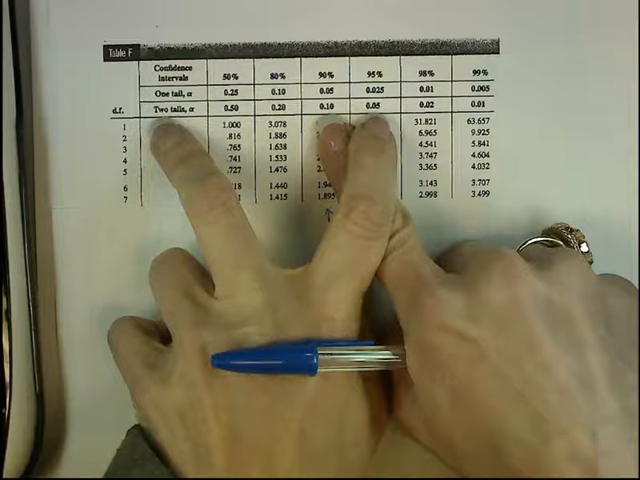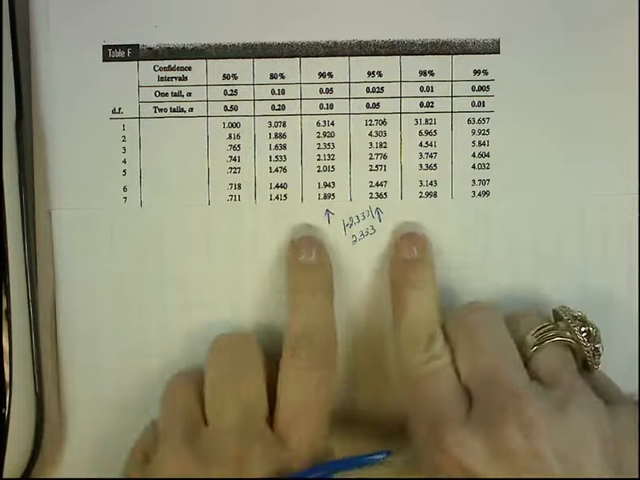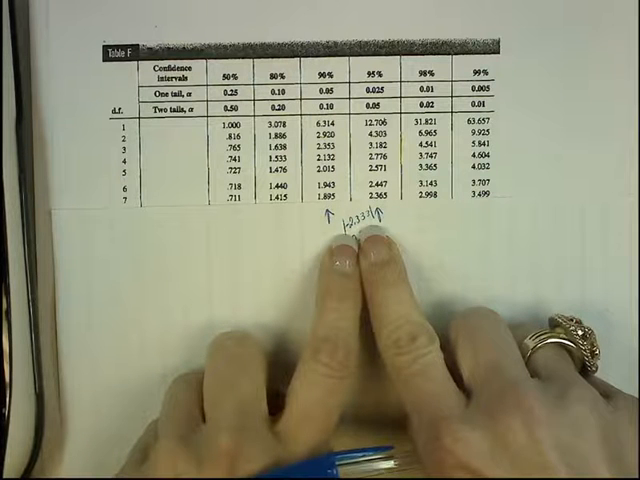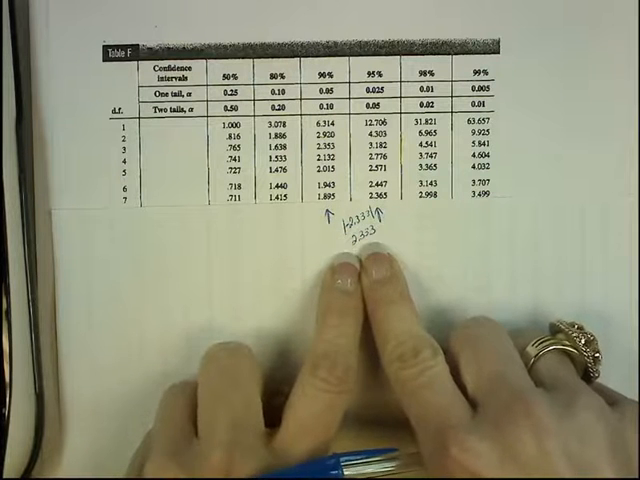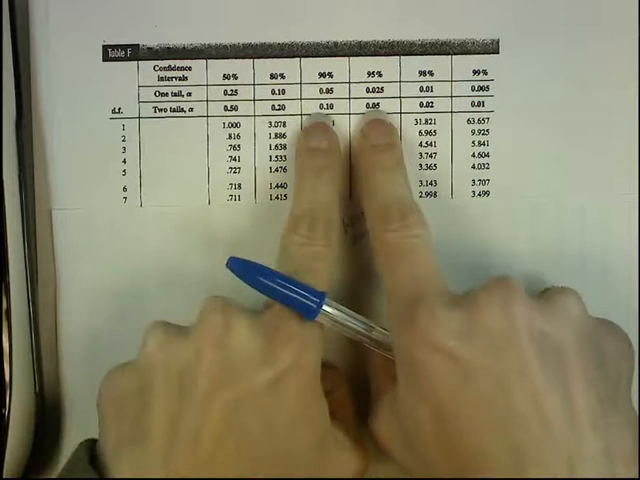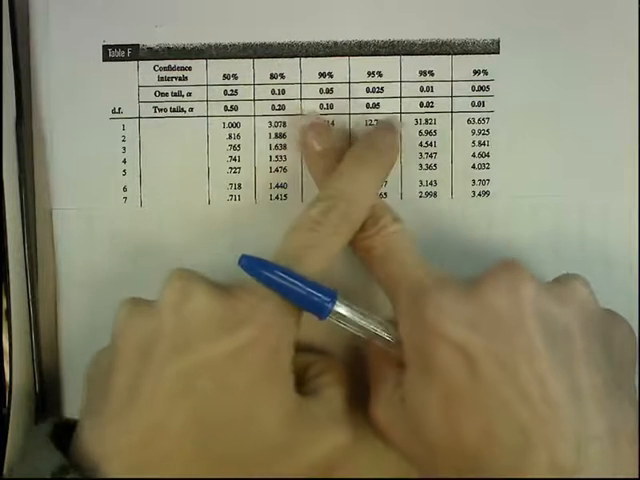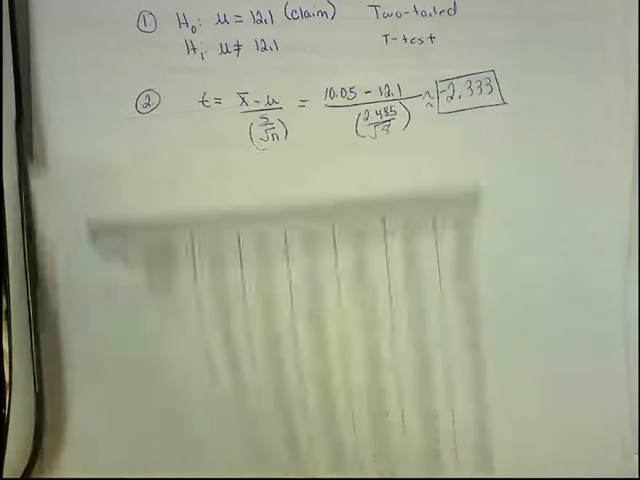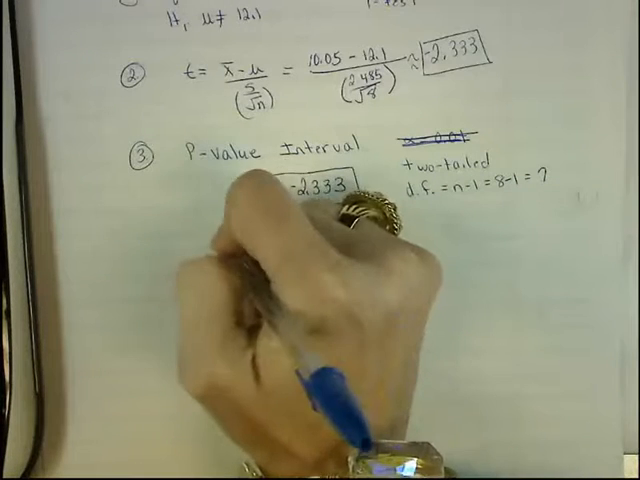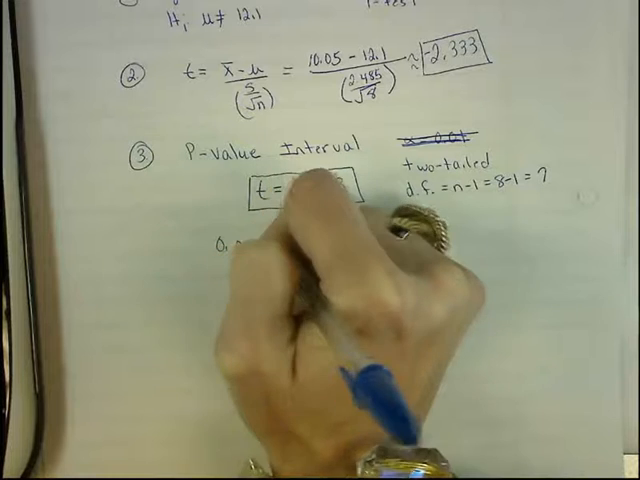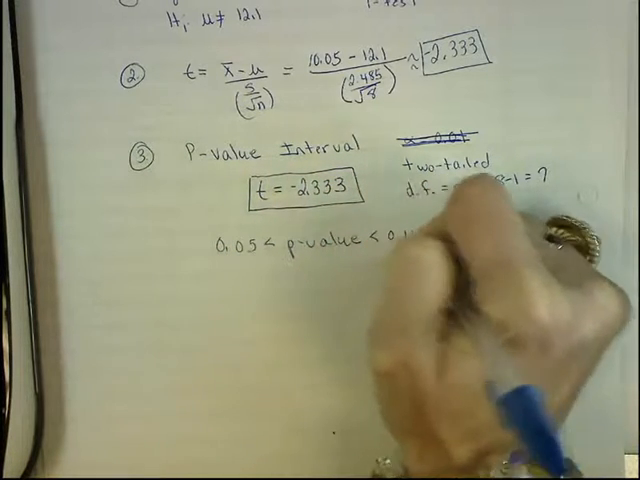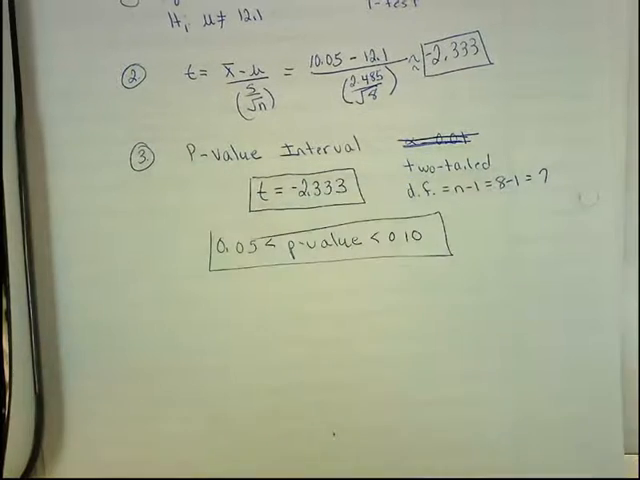0.05 and 0.1. Row 7. Find the 2 values that bound the absolute value of your test statistic. Our test statistic was negative, so we need to make it a positive. And go to the appropriate row, 2-tailed, cross fingers. Therefore, the p-value interval would be 0.05 less than p-value less than 0.10.